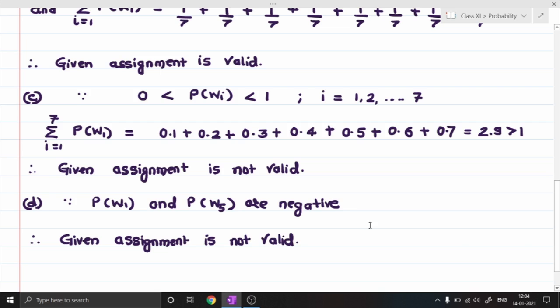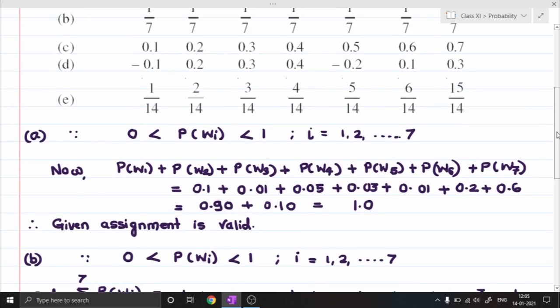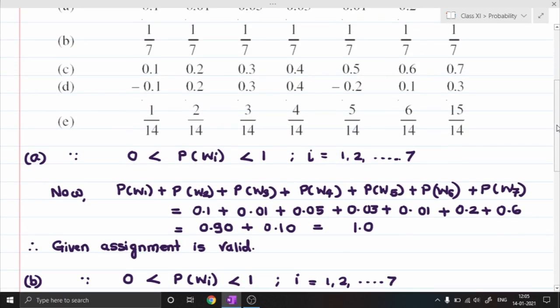Okay, let us check quickly the last part, E. In part E, you observe it is given 1 upon 14, 2 upon 14, 3 upon 14. See, if the numerator is smaller, then the value lies between 0 and 1, or it is under 1. For example, 1 upon 14, 2 upon 14, 3 upon 14, all these values are under 1 till 6 upon 14. But look at the last one, 15 upon 14. This value is going more than 1.